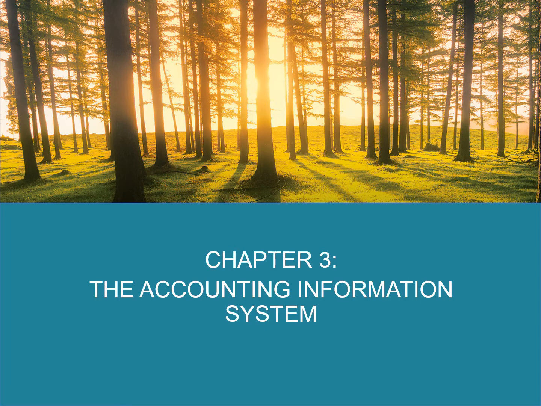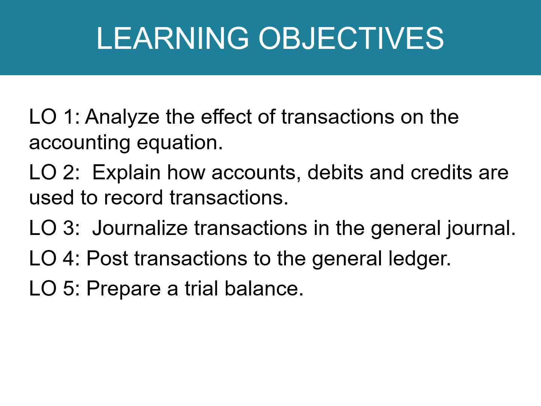Chapter 3: The Accounting Information System. The learning objectives: 1. Analyze the effect of transactions on the accounting equation. 2. Explain how accounts, debits and credits are used to record transactions. 3. Journalize transactions in the general journal. 4. Post transactions to the general ledger. And 5. Prepare a trial balance.